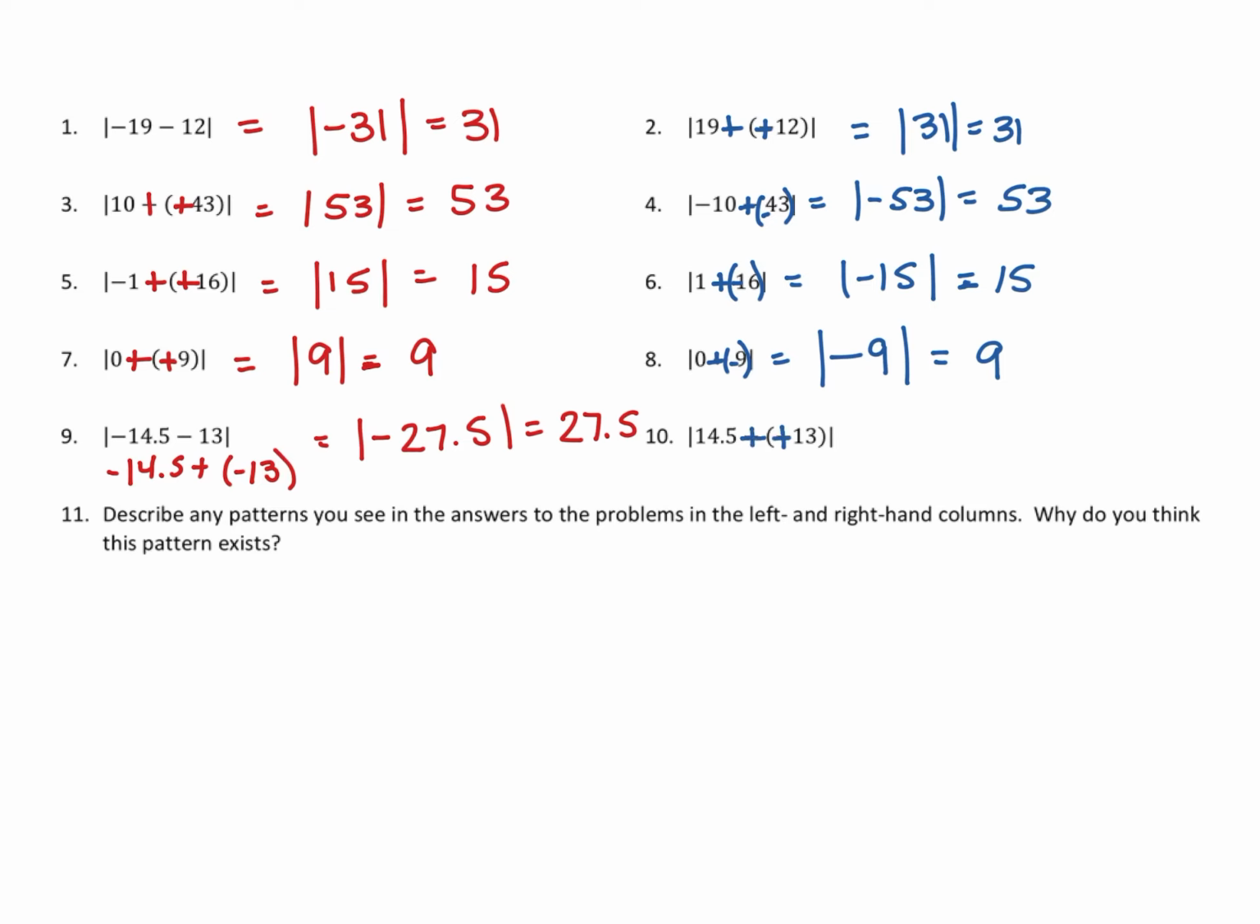Leave, change. 14 and 13 make 27, and we have that half. Keep it positive, and we get 27.5.